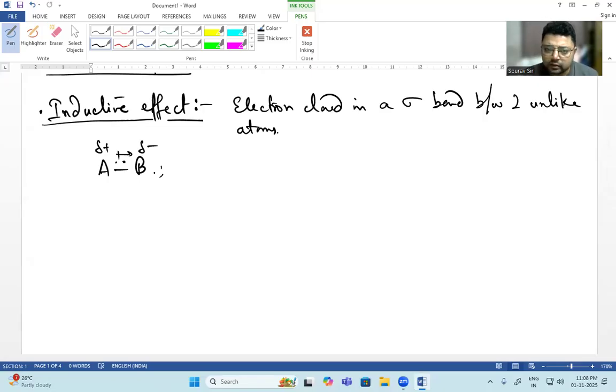Now, there are a few parameters of the inductive effect. Without the minus I effect, we will not be able to understand any plus I effect. Without the electron withdrawing nature, we will not be able to understand any electron donating nature. So minus I effect groups means electron withdrawing groups.